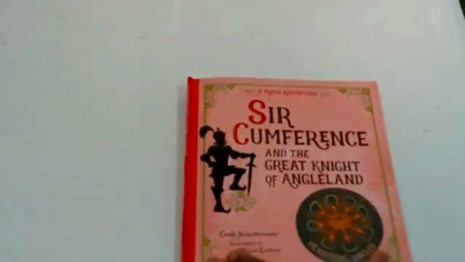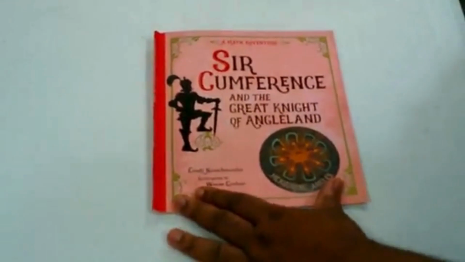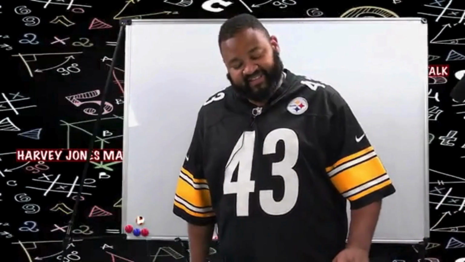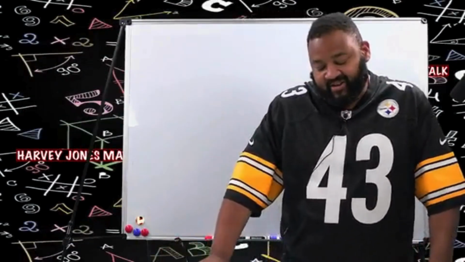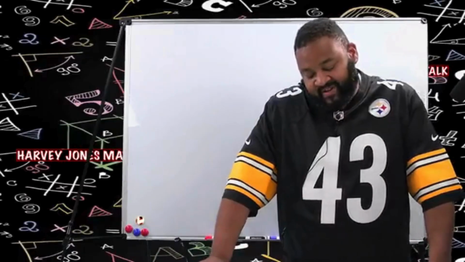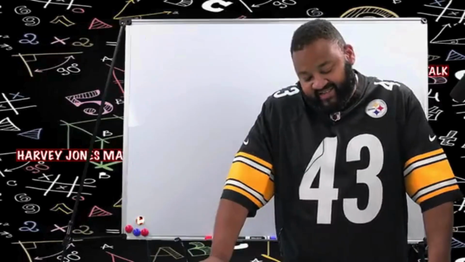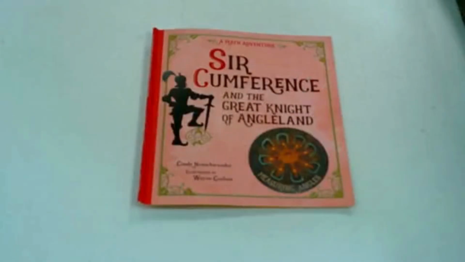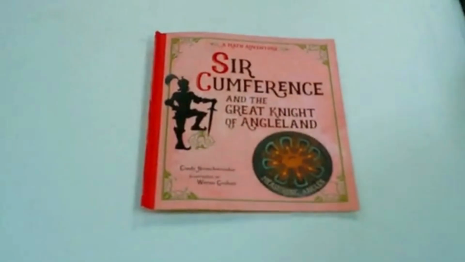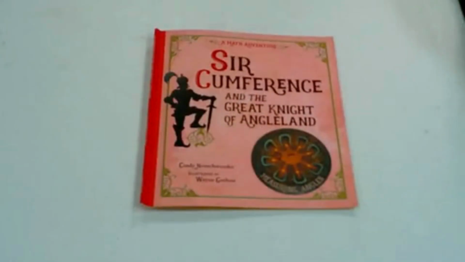I had fun with this one right here. Please get this one. This is called A Math Adventure: Circumference and the Great Knights of Angleland. Miss Cindy Neuschwander is the author, and the illustrator is Wayne Geehan. And the main thing here was talking about measuring angles.